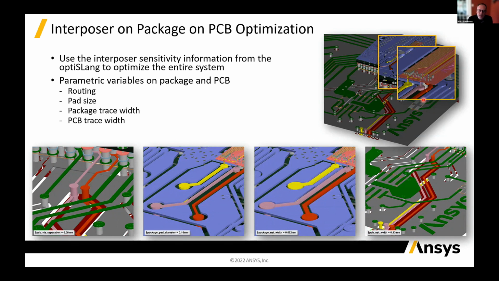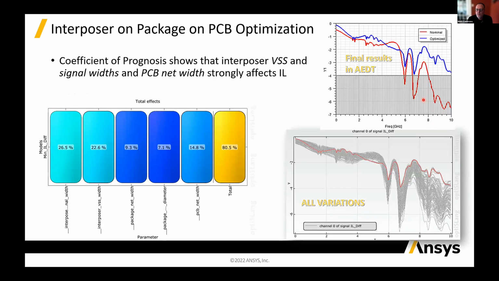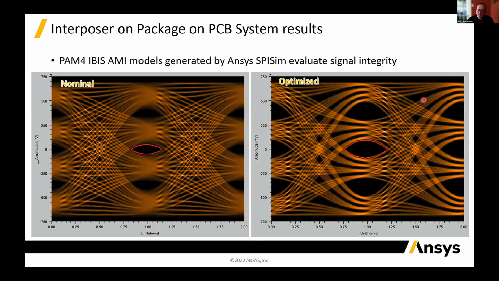So here you see a number of examples of different parameters that can be varied: via spacings, via locations, trace widths, but not just on a single part of a component, but across the entire system. So looking at routing, pad sizes, trace width, etc. So next slide. And again, on the system, you can then use optimization routines with optiSLang to understand which are your most important design parameters to consider, and do full system analysis and optimize, in this case, insertion loss for this system design. Next slide.